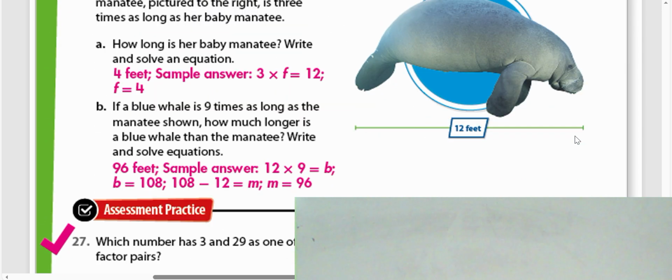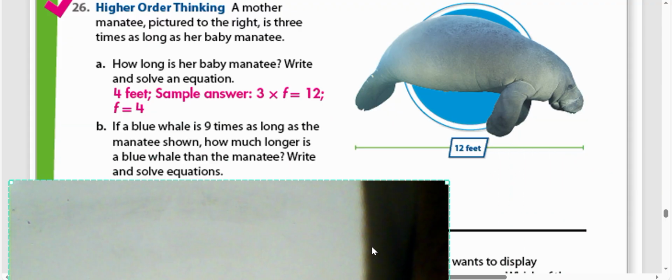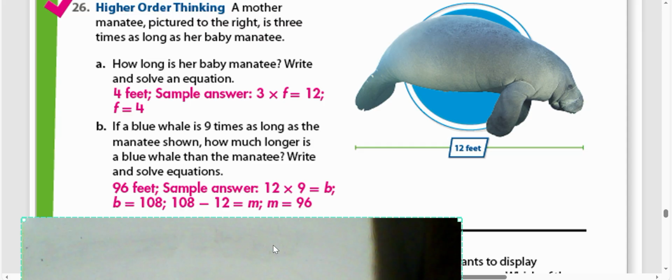Higher order thinking. Look at the question. A mother made a chart, and the length was 12 feet. Mother's chart is 3 times as long as her baby's. How long is her baby's chart? Solve the equation: 3 times what equals 12, 3 times 4. If a blue wall is 9 times as long as the baby's, then the result will be 9 times 12, which is 108. Then find the difference between the two lengths. 108 subtract 12 is 96.